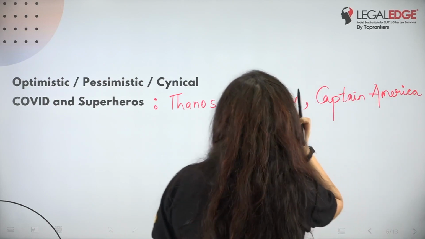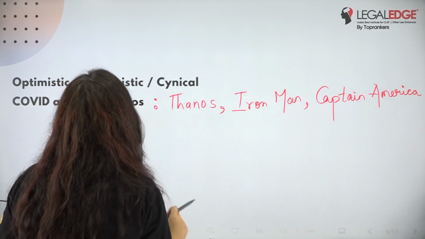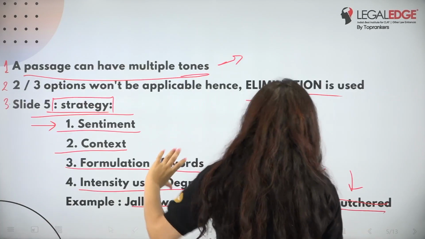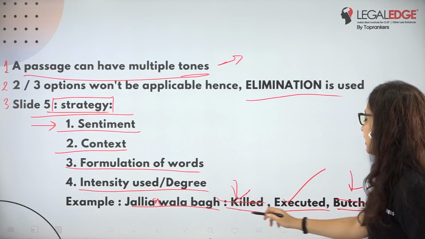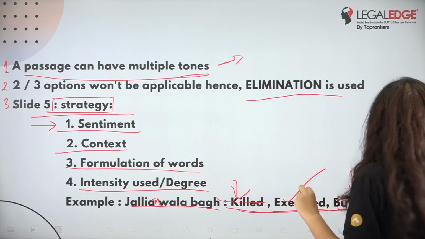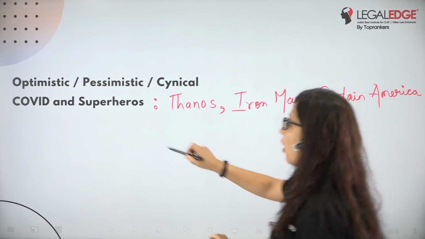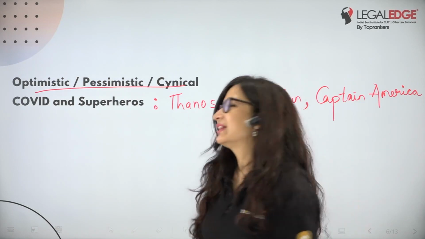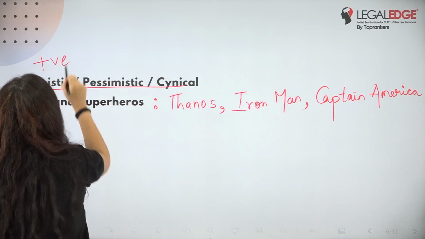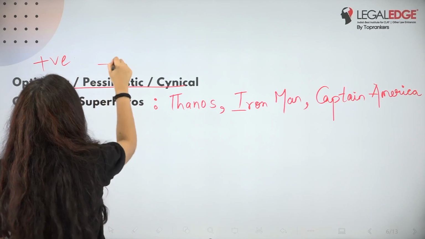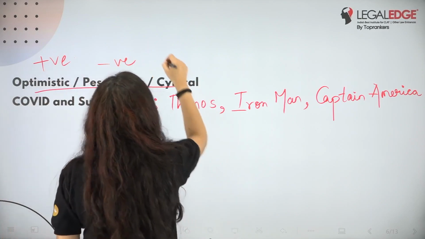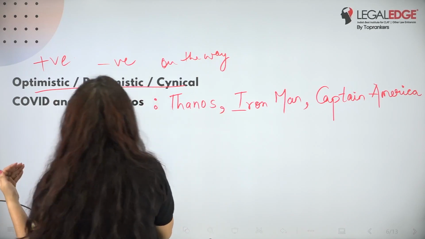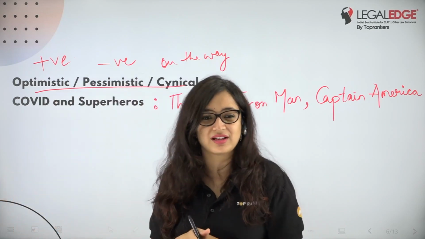Okay, the next is optimistic, pessimistic, and cynical. So here we have understood the difference between killed, executed, and butchered. Now we are going to understand the difference between optimistic, pessimistic, and cynical. ऑप्टिमिस्टिक हम सबको पता है होता है पॉजिटिव, ठीक है. पेसिमिस्टिक होता है नेगेटिव. And cynical, I would say that this person is on the way, he is more inclined towards negative and not necessarily towards positive.